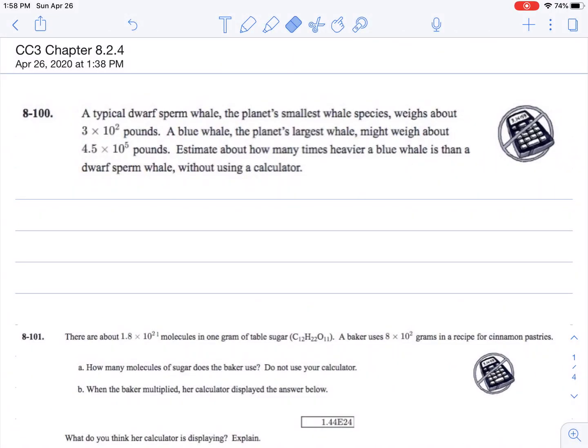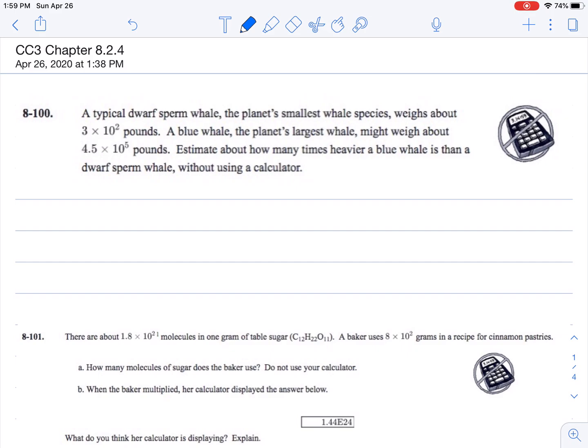All right, we're going to take a look at some word problems involving scientific notation. And I know throughout this lesson it says that it doesn't want you to use a calculator, but we're going to use a calculator for some of these calculations. We're not going to be doing decimal operations by hand. That's just going to take too much time.